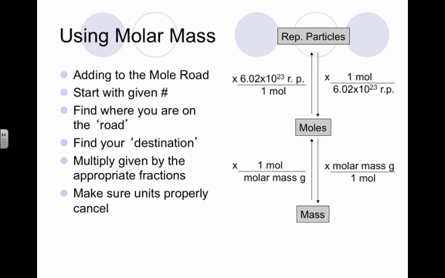So using molar mass, we're going to add to our mole road. The bottom part of this figure on the right represents the addition to the mole road. You remember the top part from our previous podcast. But the solution method is essentially going to be the same. We're going to start with our given number, find where we are on the road in terms of the units of the given, and then work our way to the destination and figure out what we need to multiply by. And again, we'll double check what we multiply by through unit cancellation.